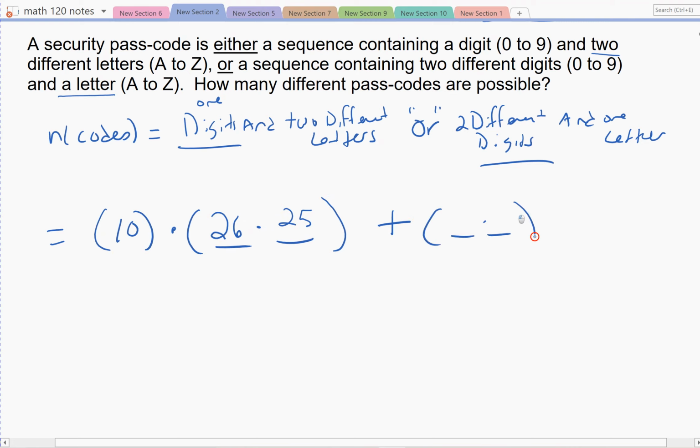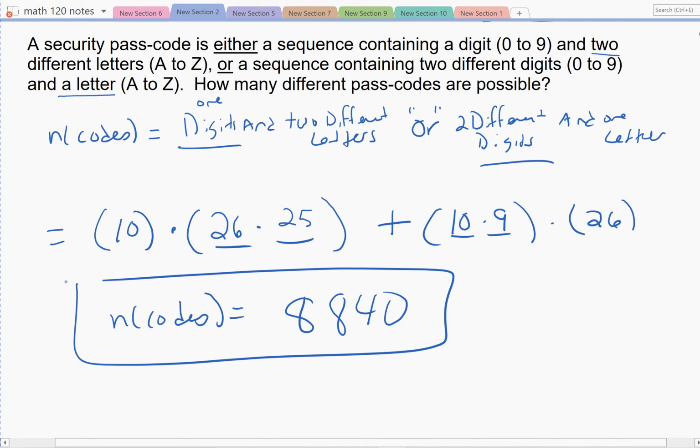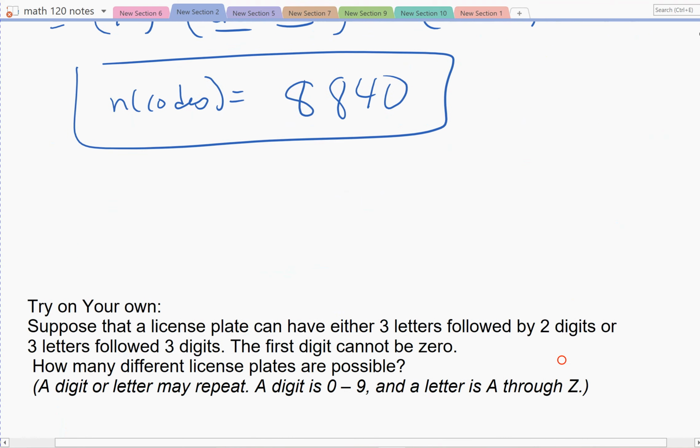Two digits, which have to be different, followed by a letter. The first digit has 10 options, but the second digit only has 9 options, because I've already picked a digit and can't pick the same digit twice. And then the one letter has 26 outcomes. Then we multiply that out: 10 times 26 times 25 plus 10 times 9 times 26. And so the number of codes possible is 8,840.